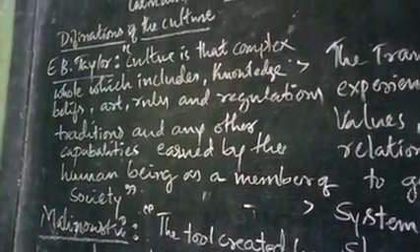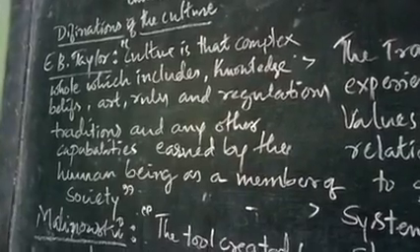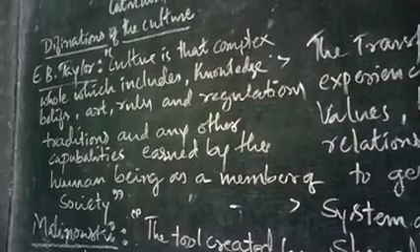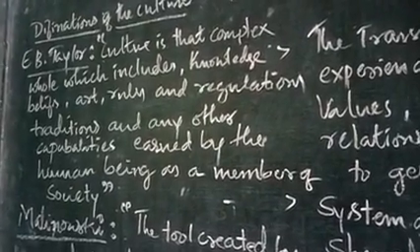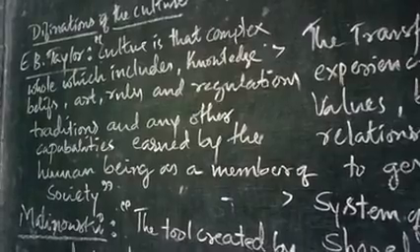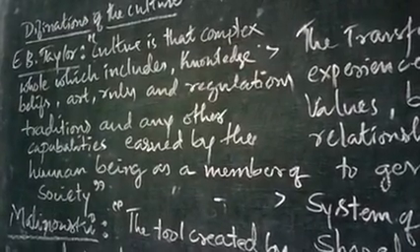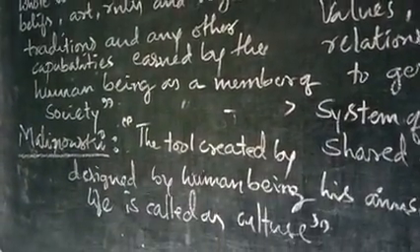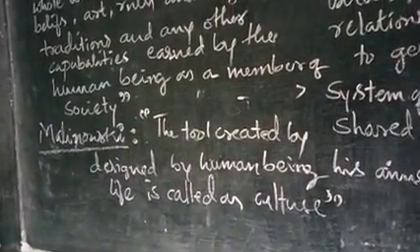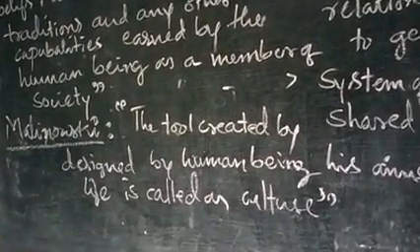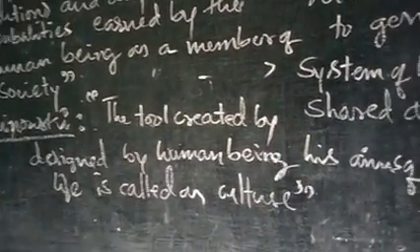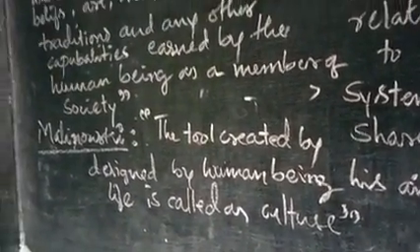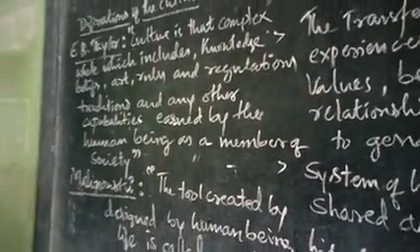See, definitions of the culture. E.B. Taylor: culture is that complex whole which includes knowledge, belief, art, rules and regulations, traditions, and any other capabilities earned by the human being as a member of society. And Malinowski said that culture means the tool created and designed by human beings for the aims of life. See, these are all the several definitions of the culture.